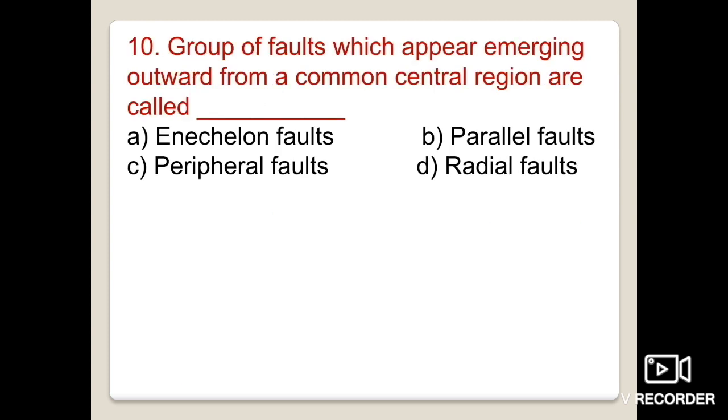Next one is, a group of faults which appear emerging outward from a common central point or central region are known as en echelon fault, parallel fault, peripheral fault, or the radial fault. So these are known as the radial faults.